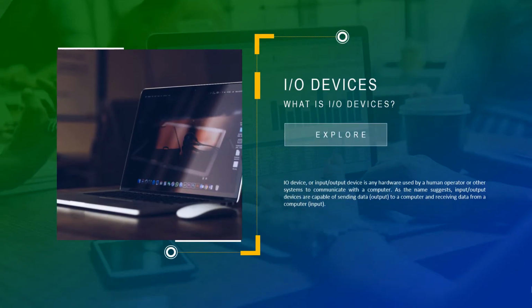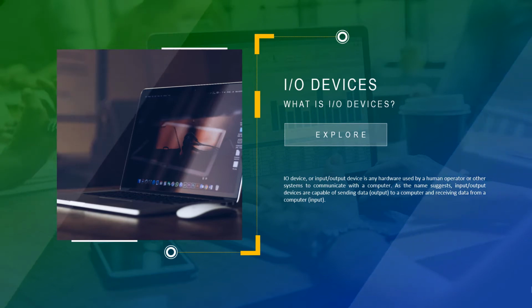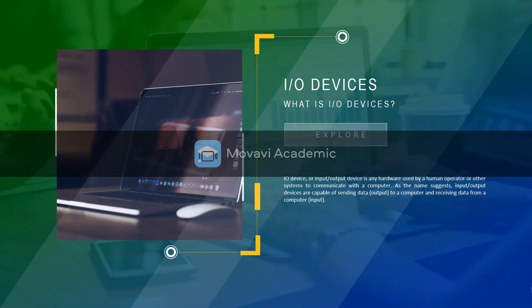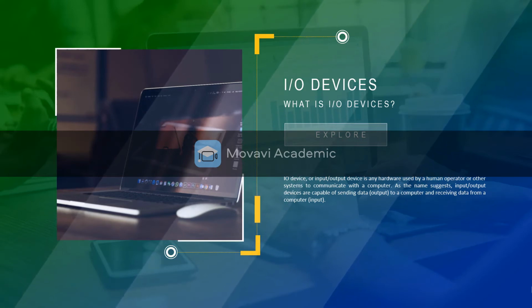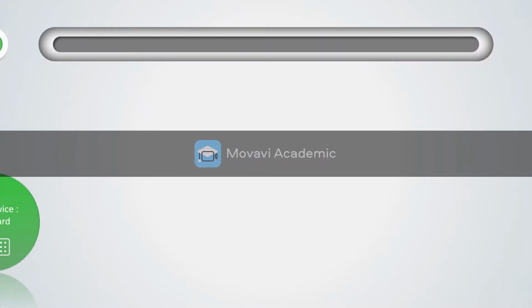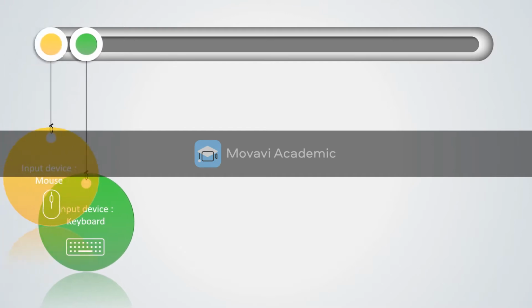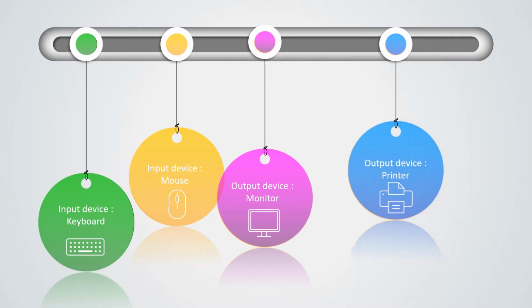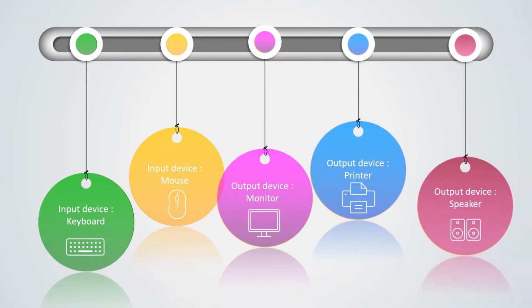An I/O device is any hardware used by a human operator or other systems to communicate with a computer. As the name suggests, input-output devices are capable of sending data to a computer and receiving data from it. Let's look at some common I/O devices. Examples of input devices are the keyboard and mouse. As for output devices, there's the monitor, printer and speaker.